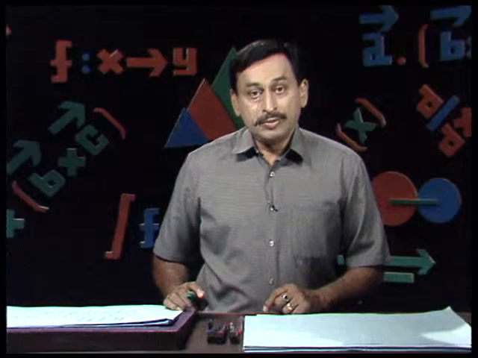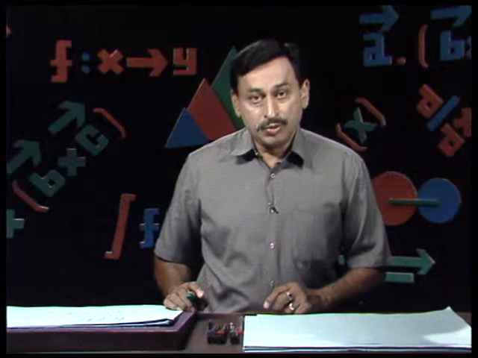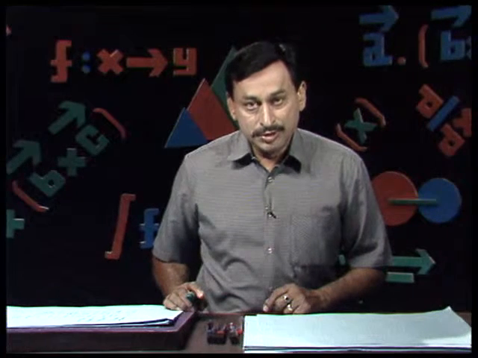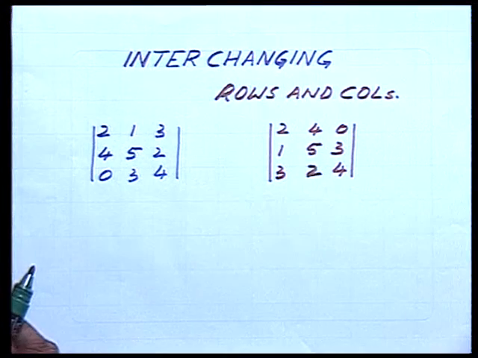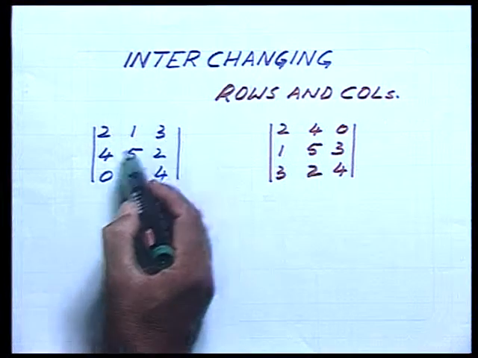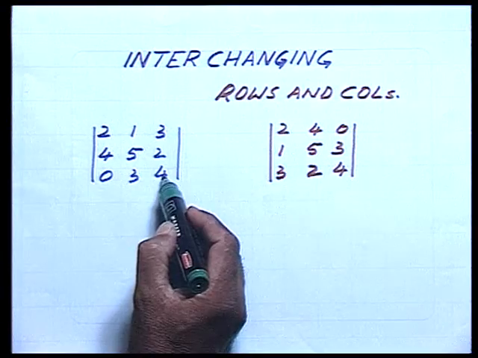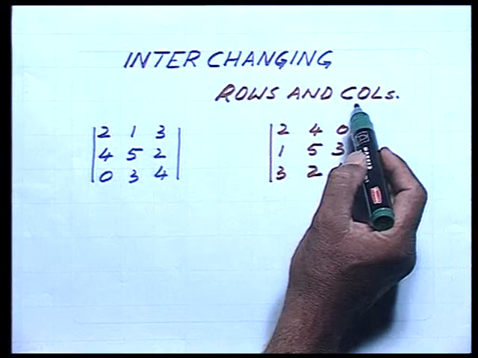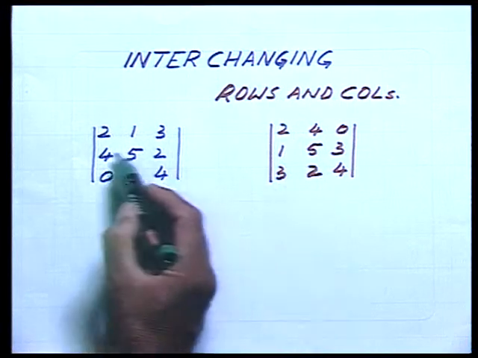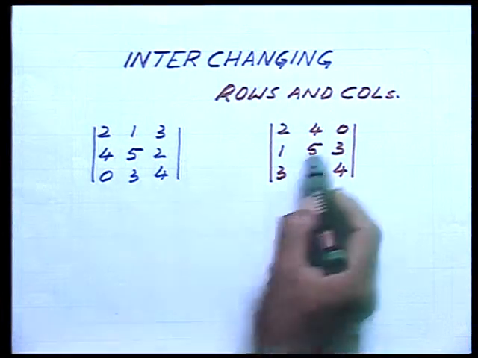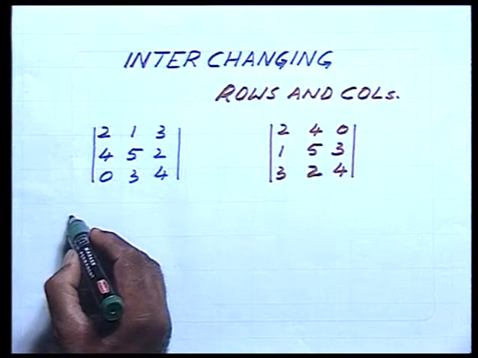Okay. Having understood what the minor is and what the cofactor is, we are now into the main part of our program, that is we want to give you certain properties of these determinants. We start with the first property. Suppose we take a determinant, say 2 1 3, 4 5 2, 0 3 4, and we interchange the rows and columns. The first row becomes the first column, the second row becomes the second column, the third row becomes the third column. What will be the value of this determinant?